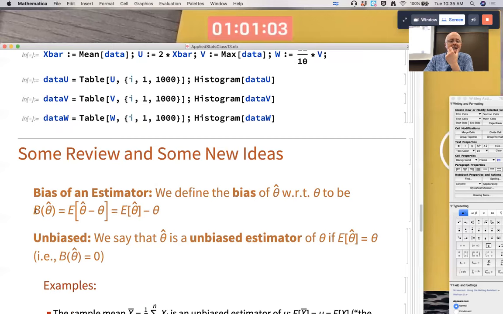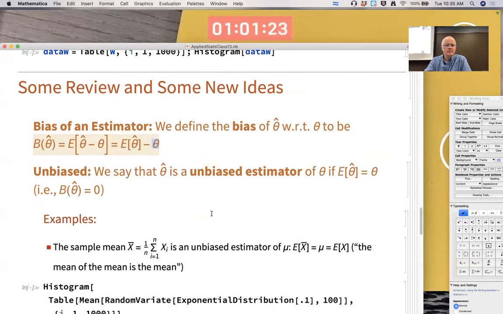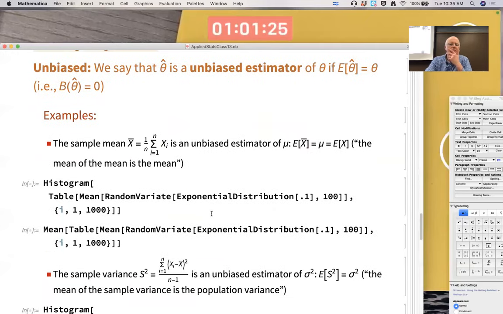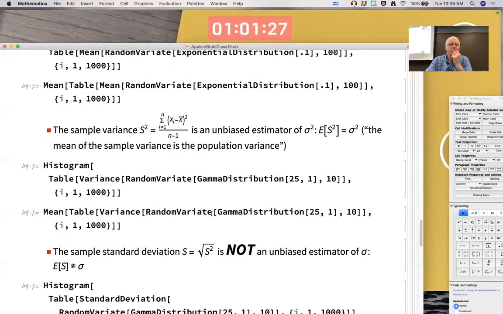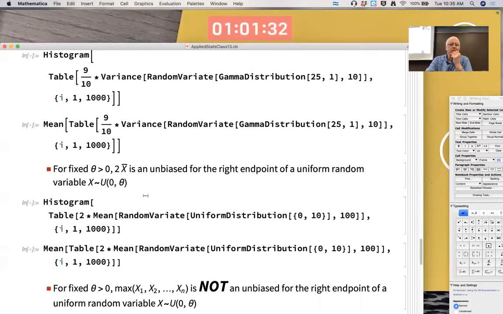The bias of an estimator is its expected value minus the parameter value. If you assume you know what the parameter value is, you can compute this. And theta hat then is unbiased if the bias is 0. Yep, there's where I say 2x bar is unbiased.